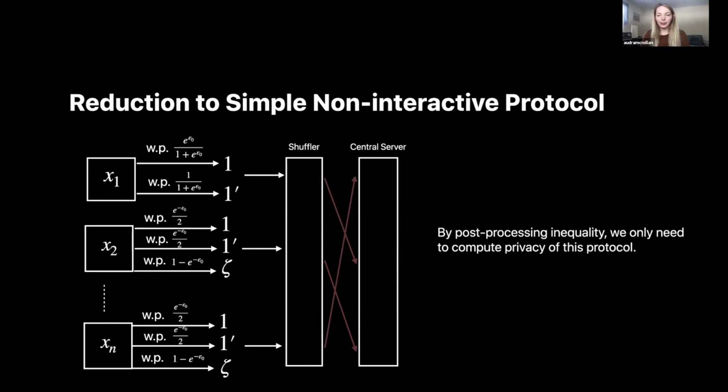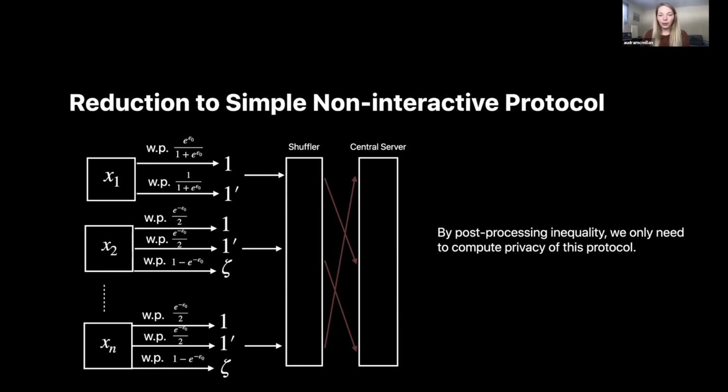So why is this a nice reduction? There's something called the post-processing inequality in differential privacy. What the post-processing inequality says is that if you have an epsilon differentially private mechanism, and you take the output of it and you run it through any other function, as long as that function doesn't touch your data again, you maintain your privacy guarantee. So the composition is still differentially private.